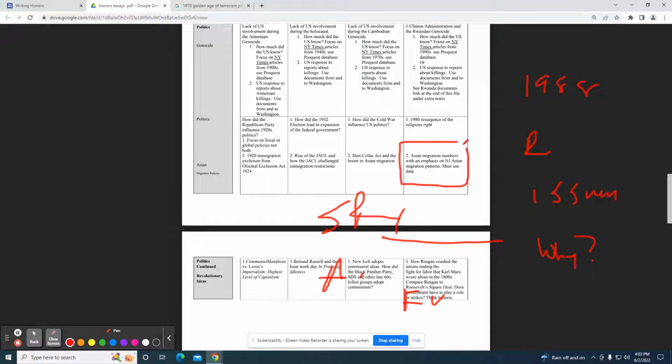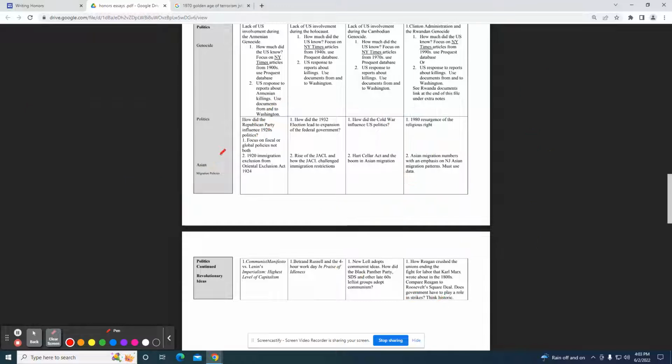If you're writing about this, you're looking at Asian migration numbers. In particular, you could look at New Jersey and why there's a boom in towns like Edison as well as South Brunswick that have a high Asian migration population. And you want to go back to the policies that were here as well as the policies that were here. So we have a decline, no Asian migration because of the legislation. And then once the Hart-Celler Act is passed, you start to see Asian migration go up.